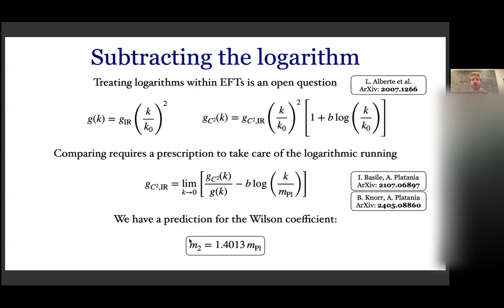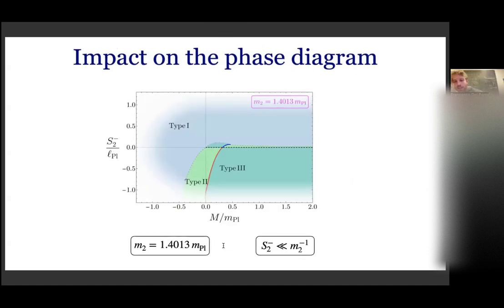So basically, we identify the coupling G_C2, from which we can extract the value of the mass M2, which in this case turns out to be approximately 1.4 Planck masses. This is nice because it can be plugged into the classical analysis, and we can see the impact of these results on the phase diagram of Einstein-Weyl gravity. And this is the updated phase diagram with our value of the mass.